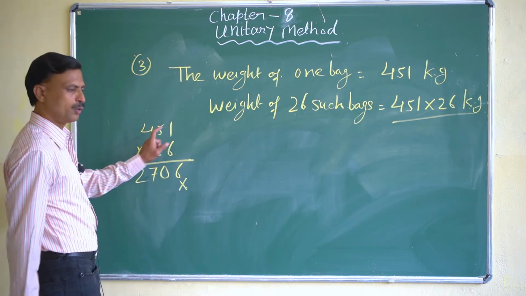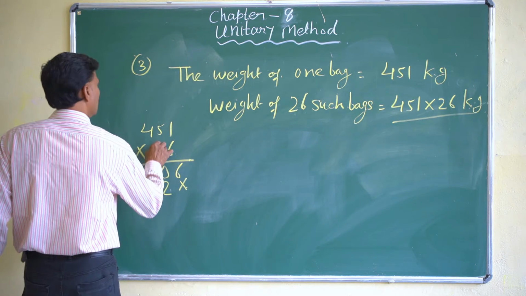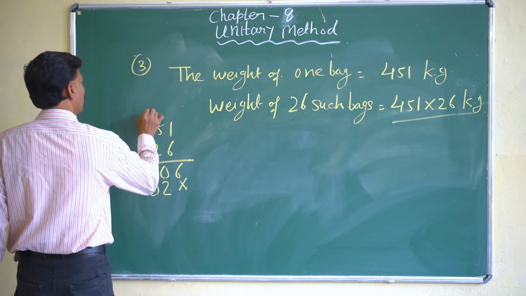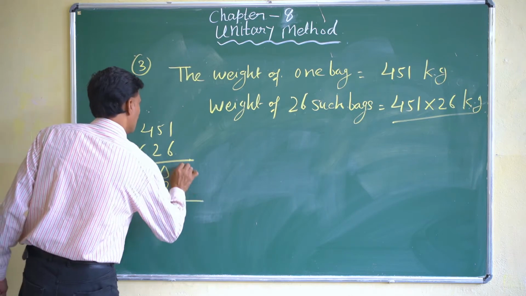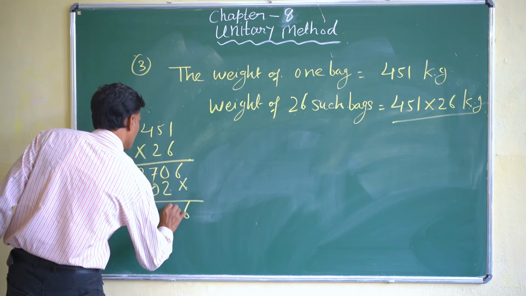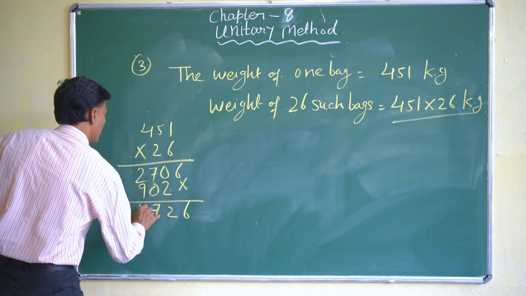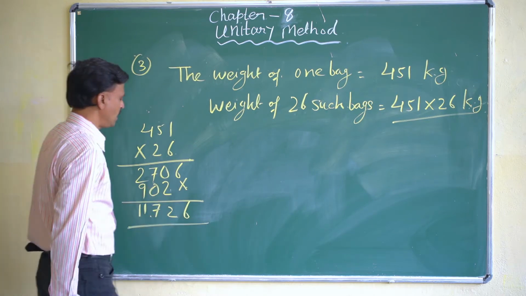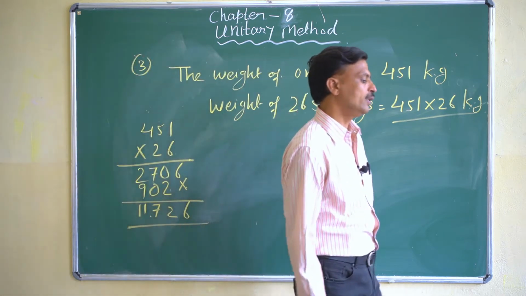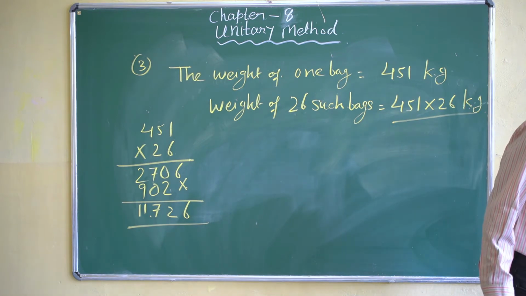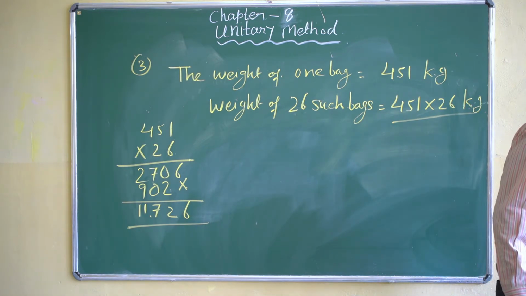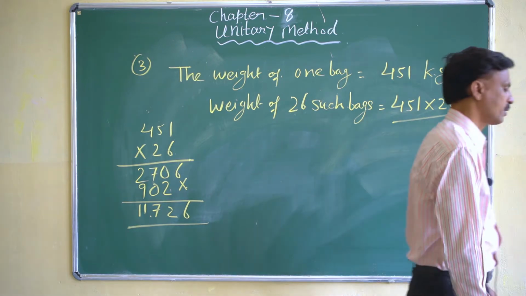Now multiply by 2, so it will come 2 here. 2 5 ja 10 will come here. 1 8 plus 1 9. Okay, so what will it come? 6 2 7 11, that is 11,726. That will be the weight of 26 bags.